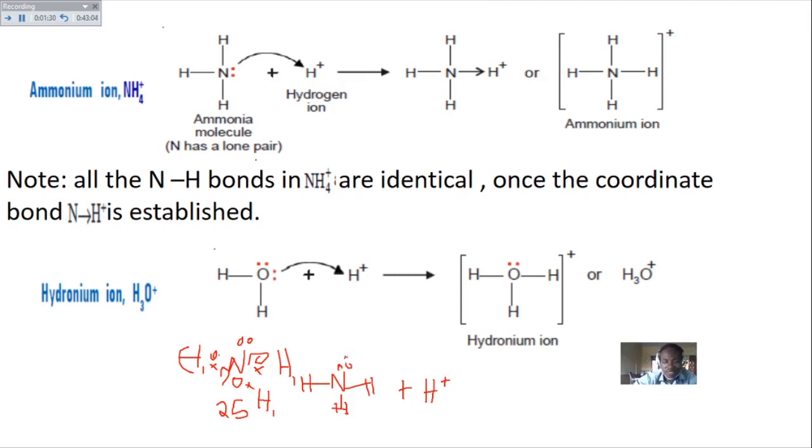What will happen is, because this one is having a lone pair of electrons, we decide to donate the lone pair of electrons to this one that is free. Therefore, you see, he's donating, by sharing the electron, a lone pair of electrons to this, by sharing it to form this particular thing. And that is what has happened there. In this particular case now, you'll be having something like this.